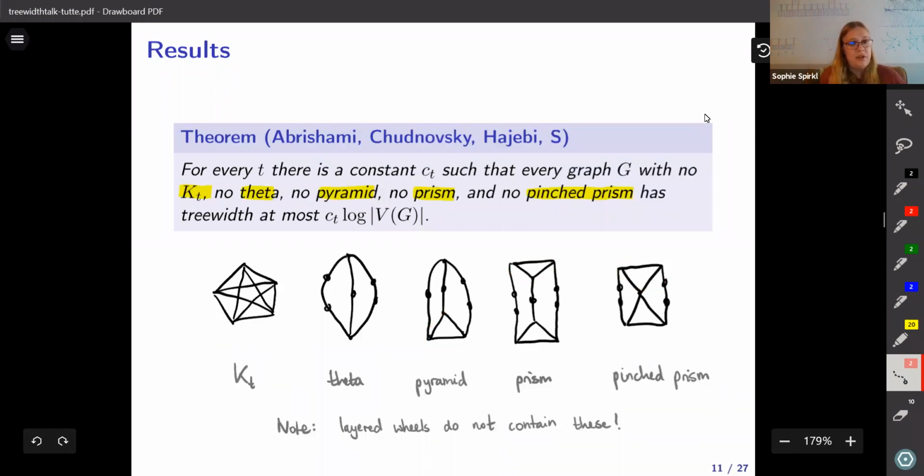And then Chudnovsky and Trotignon also showed that they don't have thetas, which means for this class of graphs, logarithmic treewidth is the answer. Right, layered wheels show that in this class of graphs, logarithmic treewidth can occur. It's a lower bound, and this gives it up to a constant matching upper bound. Which is strange. I don't know any other class of graphs where logarithmic treewidth is the truth.